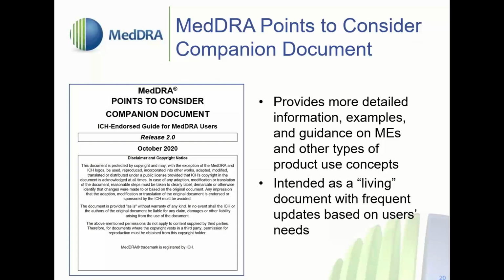While the PTC is a great document when it comes to medication errors and product use issues, it's important to note that there's another document available that provides more detailed information, examples, and guidance. Unlike the points to consider document, the companion document, which is the one you see here, is not updated every year, but instead as needed, even though it's a living document. It was last updated to version 2.0 in October of 2020, as shown in the screenshot.